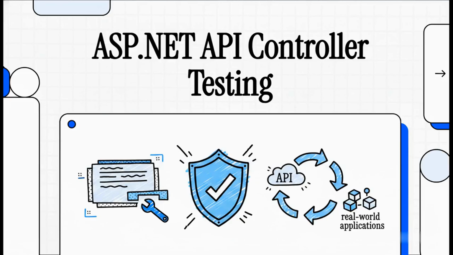All right, let's get right into it. We're going to be talking about something that is absolutely 100% crucial if you're serious about backend engineering, and that is testing your ASP.NET Core API controllers. And look, this isn't just about ticking a box for code quality, it's about proving you know how to build stuff that actually works in the real world.